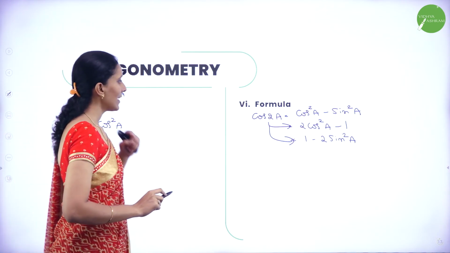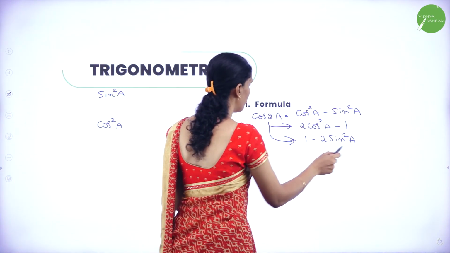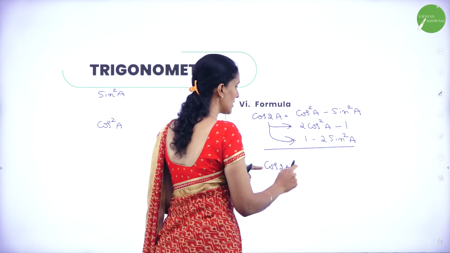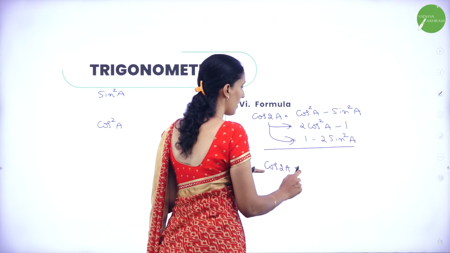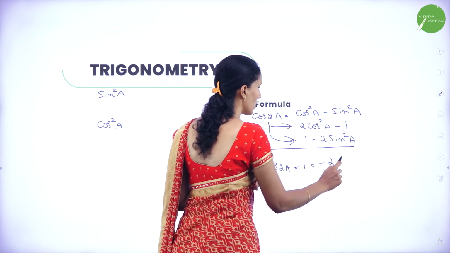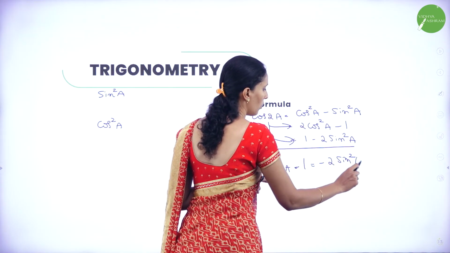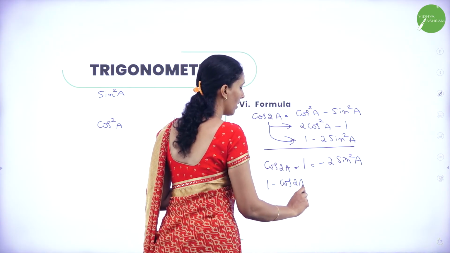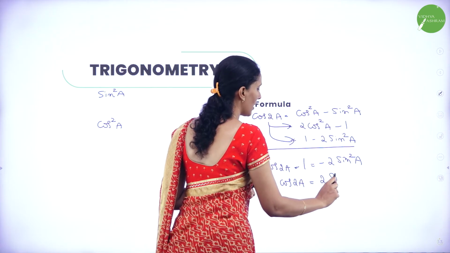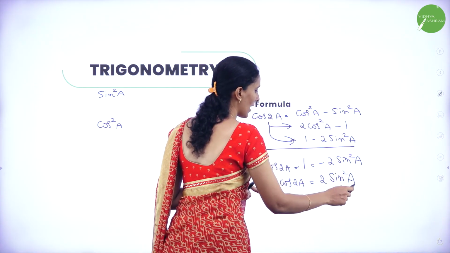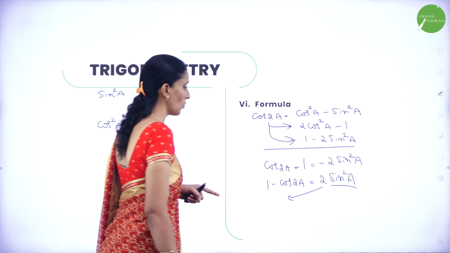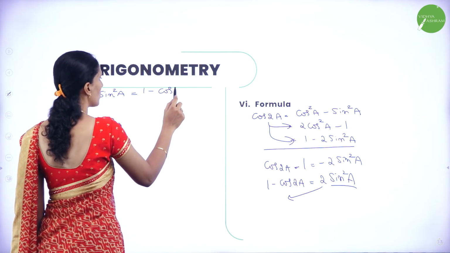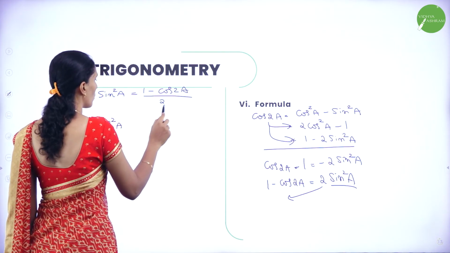So what if I need sine square A? Here cos 2A, if you shift this, it becomes cos 2A minus 1, which is equal to minus 2 sine square A. If you want to remove minus on both sides, then it is 1 minus cos 2A is equal to 2 sine square A, or if you need sine square A, shift this 2. So the sine square A formula is 1 minus cos 2A divided by 2.